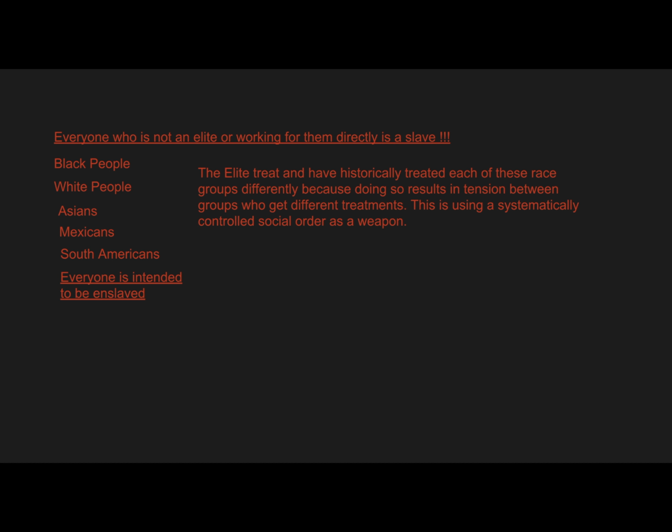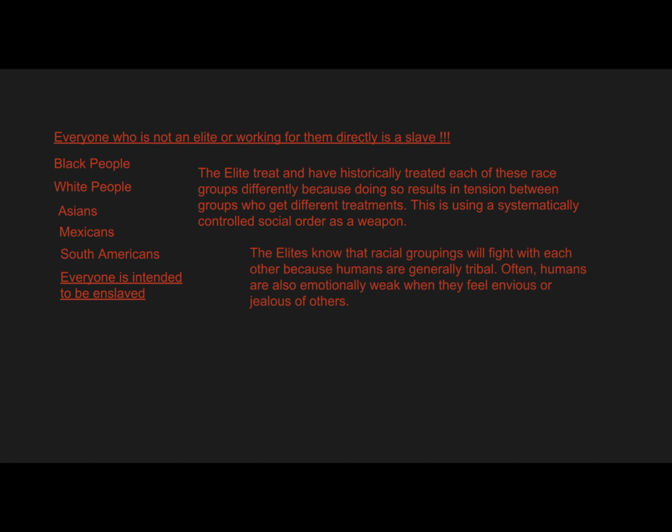They say that white people are racist because they live in different neighborhoods than black people and that they're afraid of black people and Mexicans. This is all contrived. It's all systematically projected into the population to control them. Why? Because the elites know that racial groupings will fight with each other because humans are generally tribal. They just are. Often humans are also emotionally weak when they feel envious or jealous of others.